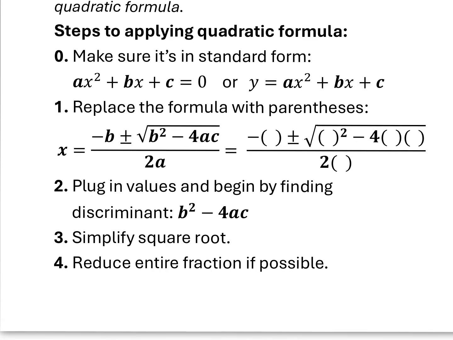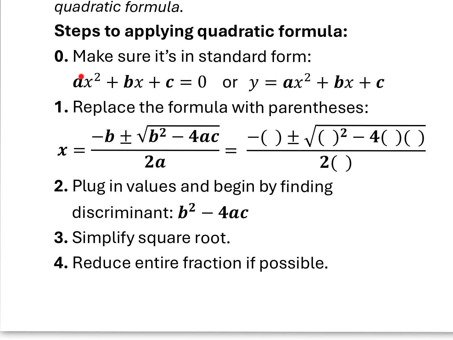Now, here are the steps written out for you. There is a step 0 before even beginning the quadratic formula. Before beginning, you got to make sure that it's in standard form. Standard form is ax squared plus bx plus c equals 0, right? Or it could be in the form of a function, like a parabola, y equals ax squared plus bx plus c. But you have to have ax squared plus bx plus c all on one side. That's the only way you're going to identify a, b, and c. And once you identify a, b, and c, then you plug in the a's right there, the b's right there, and the c right there.